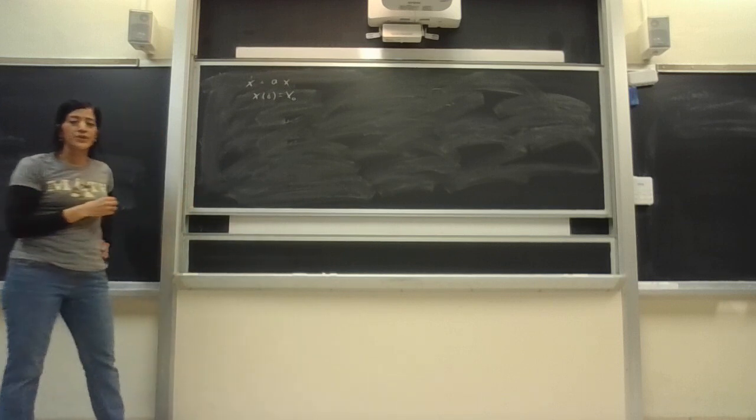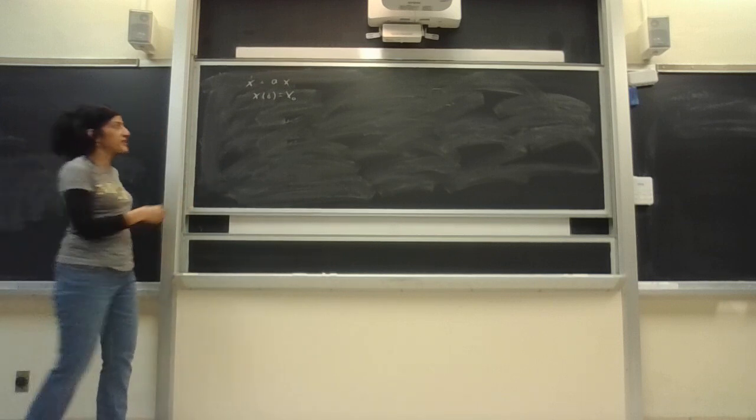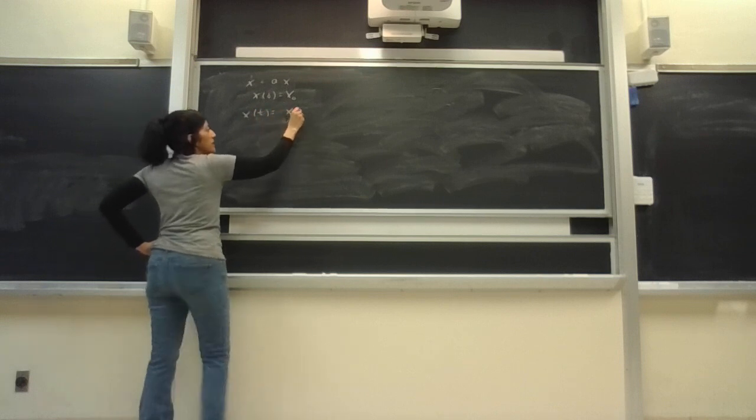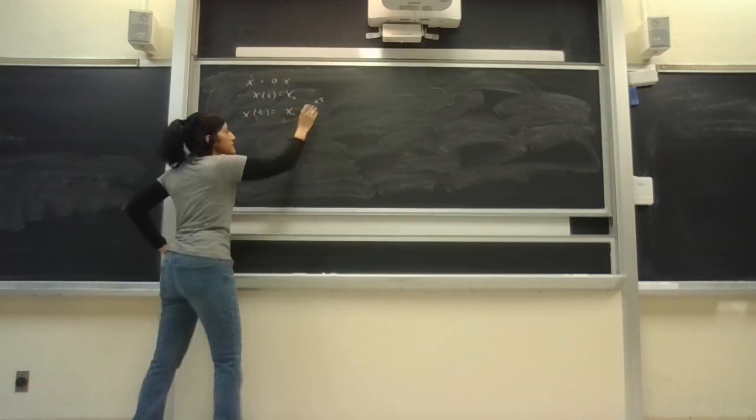How could that be the most important equation? The solution is fairly straightforward. x of t is equal to x0 e to the at.